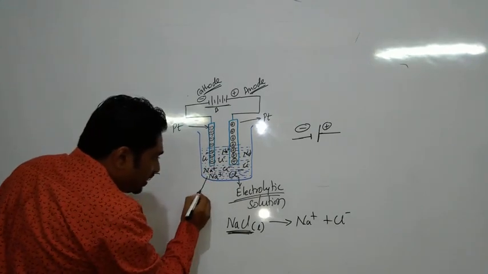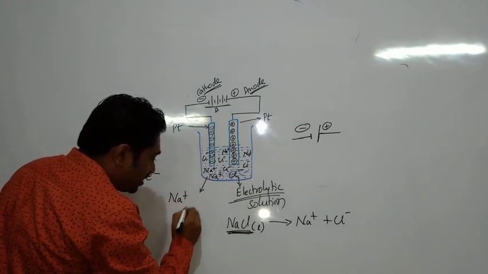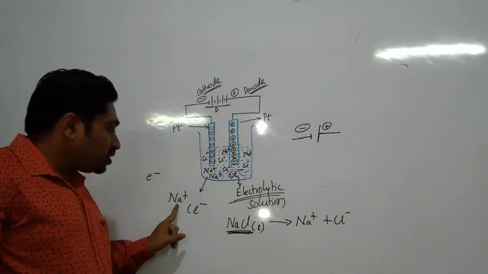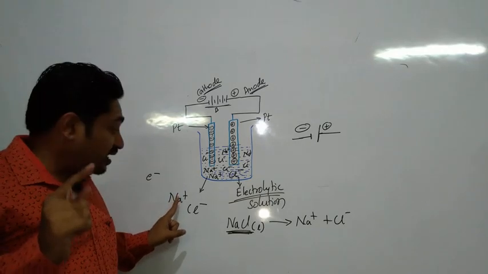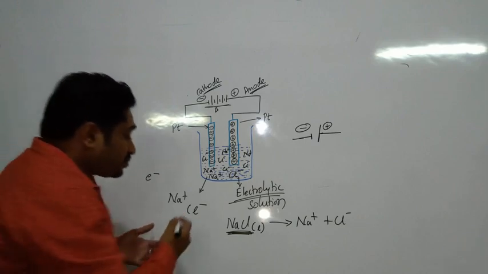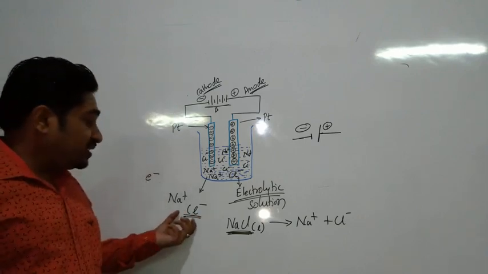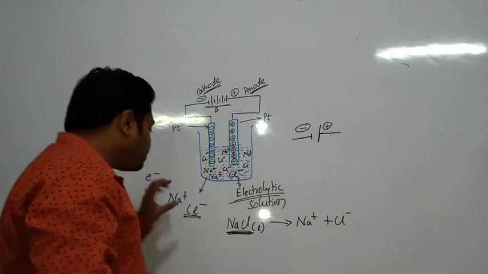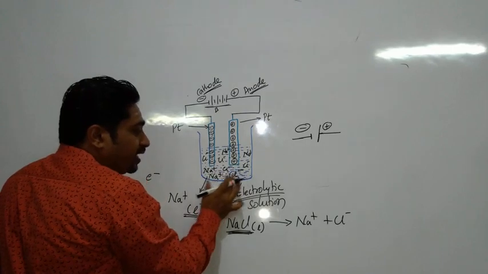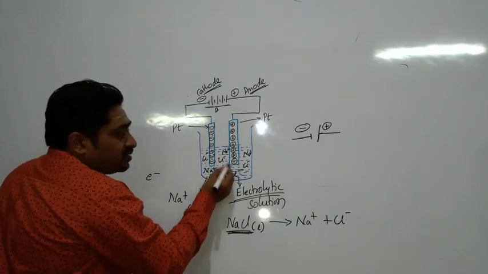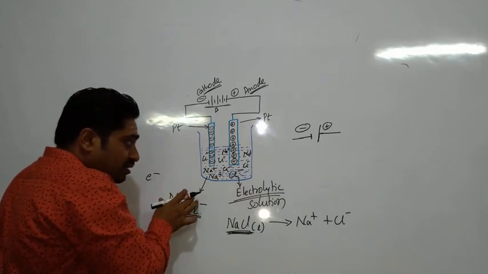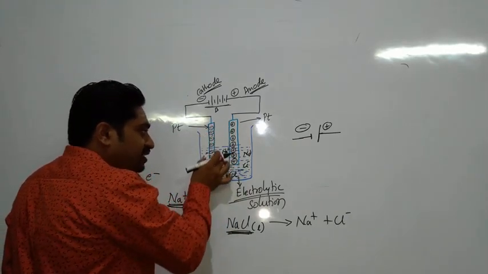And observe here, in our solution we have Na plus ions as well as Cl minus ions. So Na plus ions are electron deficient ions. They require electrons, and Cl minus ions are electron rich ions. They have excess of electrons. So here the negatively charged electrode attracts positive ions from the solution. The positive ion in our solution is nothing but Na plus ions. These ions are attracted towards the negatively charged electrode.